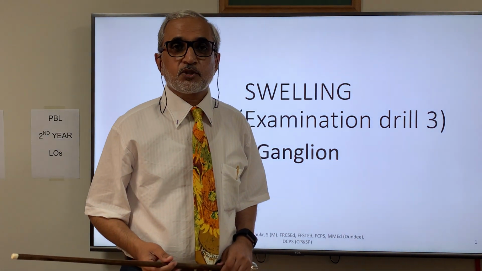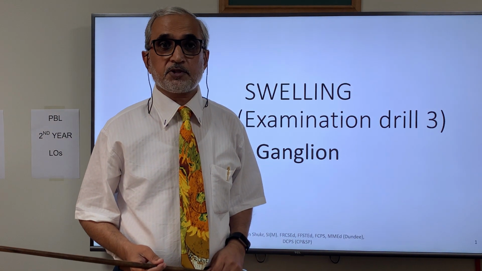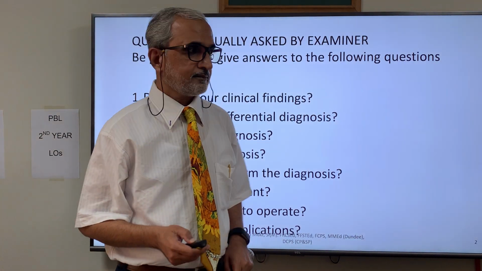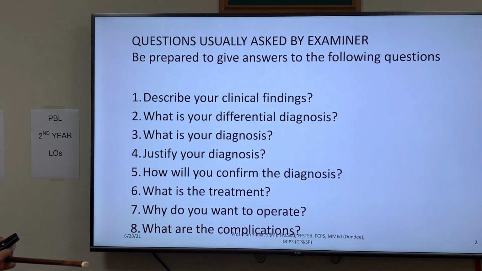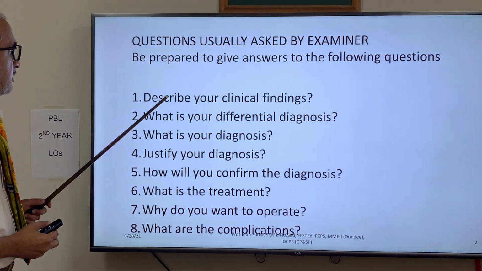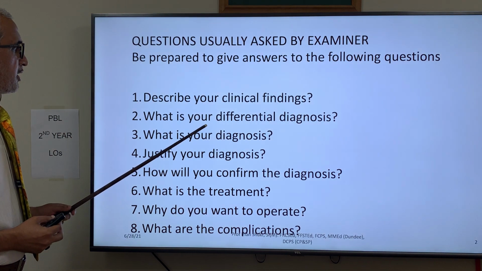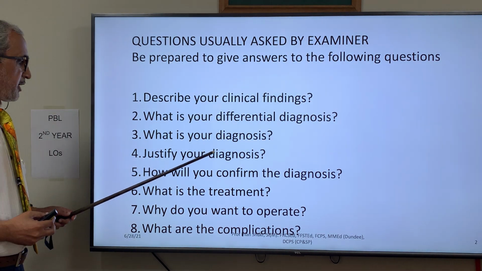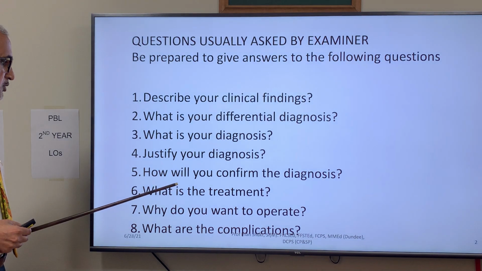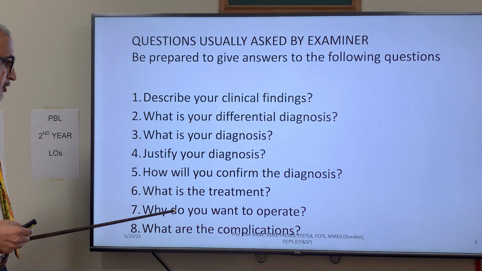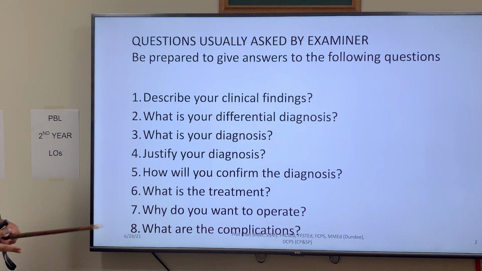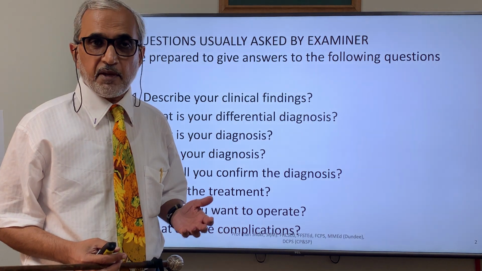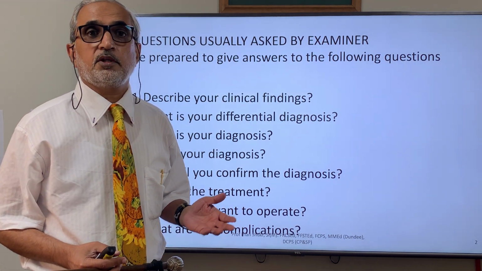Good morning. Today we are going to do a swelling, and that swelling is pretty common, and that is ganglion. Questions usually asked by examiner are: describe your clinical findings, what is your differential diagnosis, what is your diagnosis, justify your diagnosis, how will you confirm the diagnosis, what is the treatment, why do you want to operate, what are the complications. This is the general line of questioning which an examiner asks, but obviously he may ask some questions which are particular to the swelling.